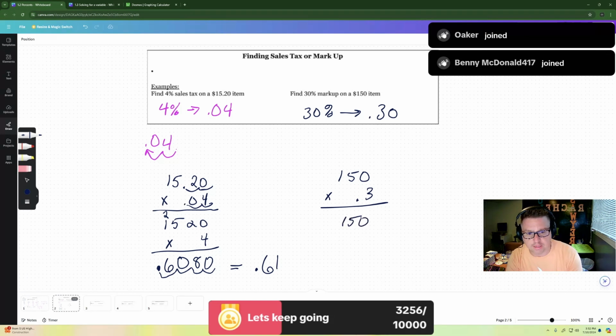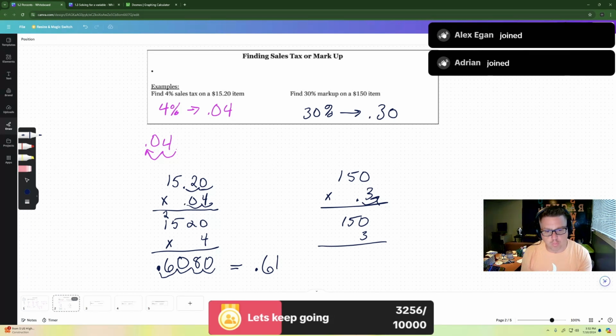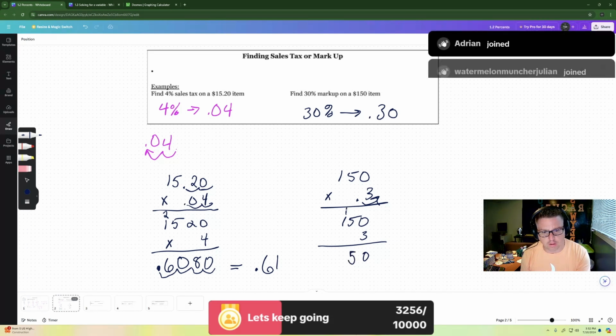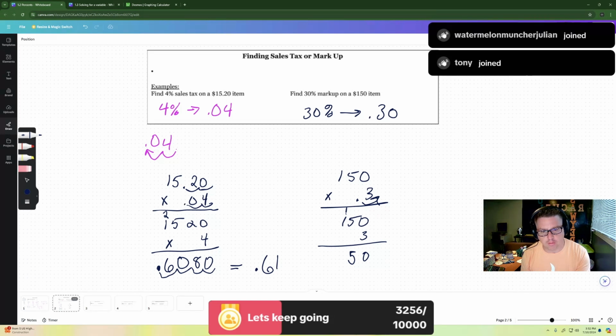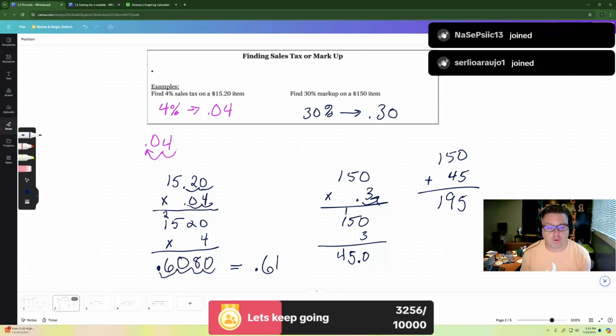Well, if that's the case, we can take the 150, we're only going to move it 1 decimal when we're finished with this whole thing. But we should have 0, 3 times 0 is 0, 3 times 5, 15, put the 5 down here, carry the 1, 3 times 1 is 3, plus 1 gives me 4, and remember, we have to have 1 decimal, so it's 45. So this new item that was $150 that we are marking up by $45 actually becomes a grand total of $195 after markup.